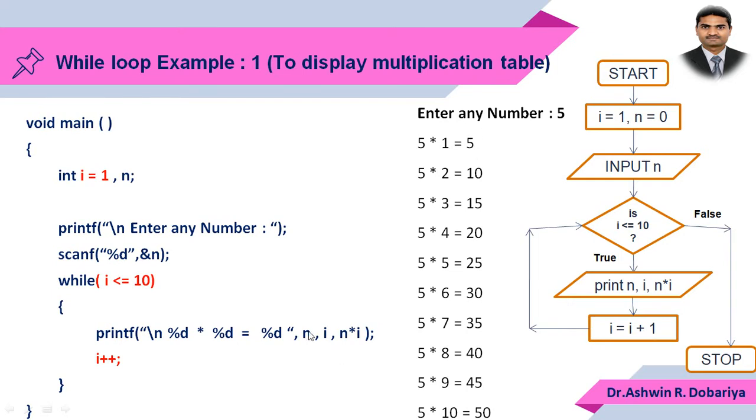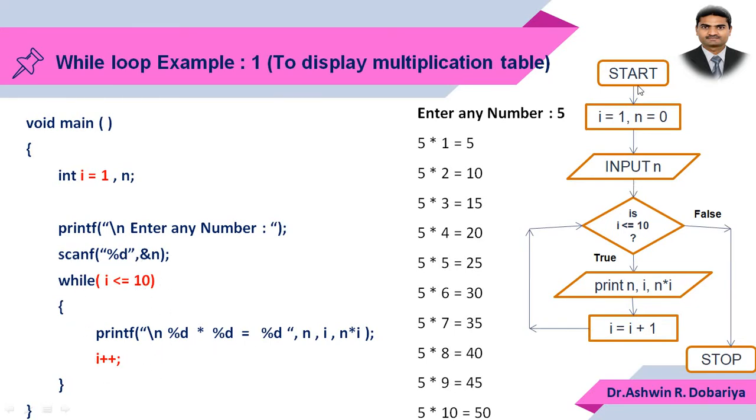So that will multiply the number by I. The star and equal sign we have to display as it is, so it displays as it is over here. Once the loop executes the first time, I plus plus means I becomes 2, the second time I becomes 3, then 4, 5, 6, 7, 8 and 9. In that way this while loop executes 10 times.